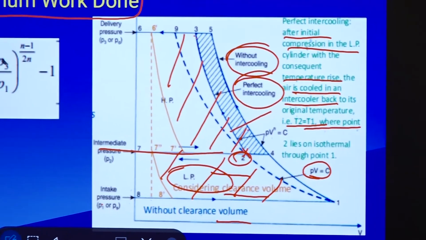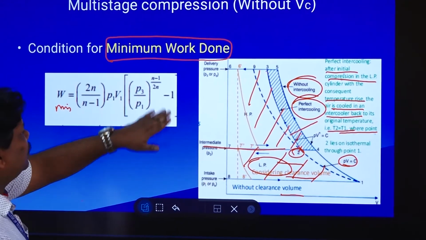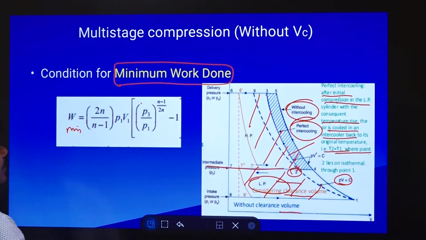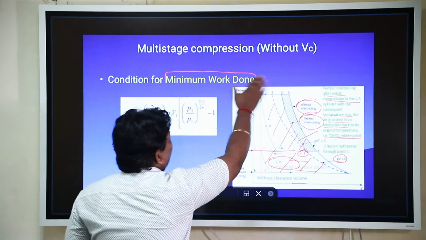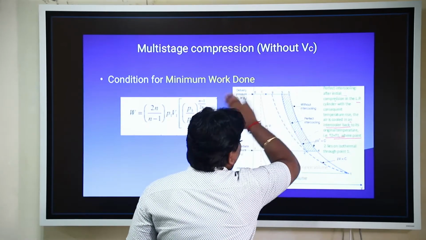Okay, so W minimum will be equal to 2n by (n minus 1) into P1 V1 into [(P3 by P1) to the power (n minus 1) by 2n minus 1]. So this is the formula for the minimum work done in a multi-stage process.